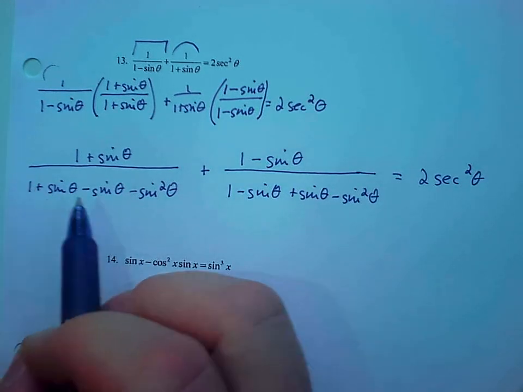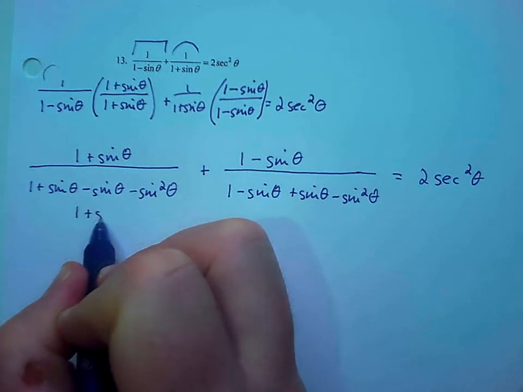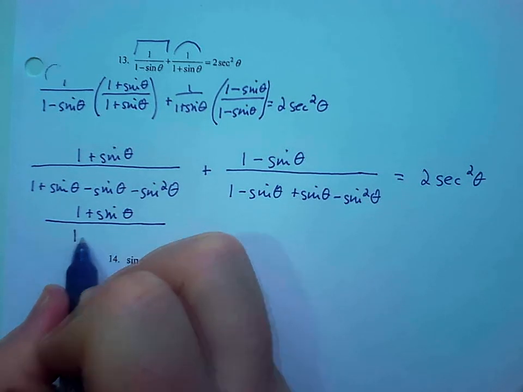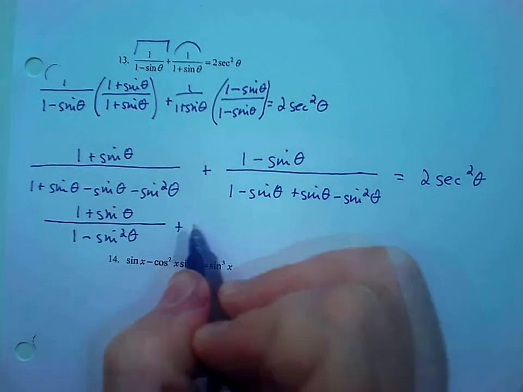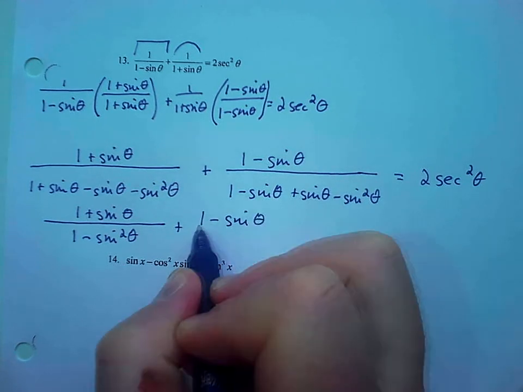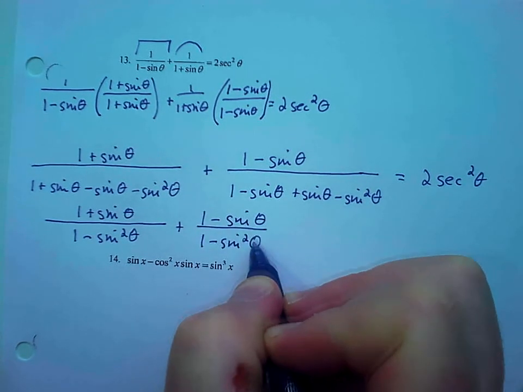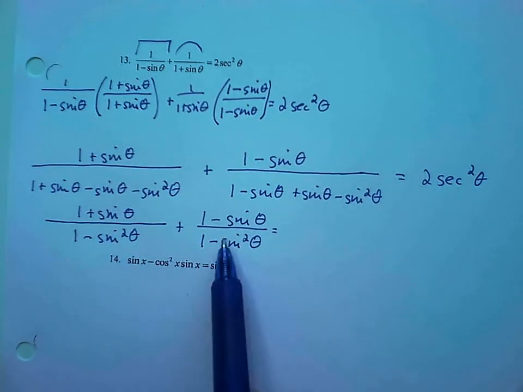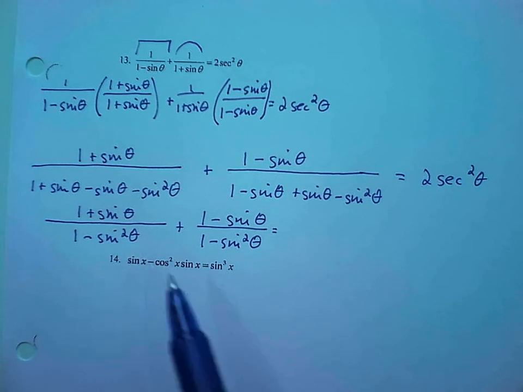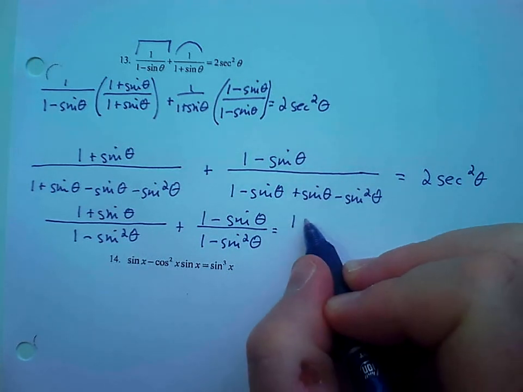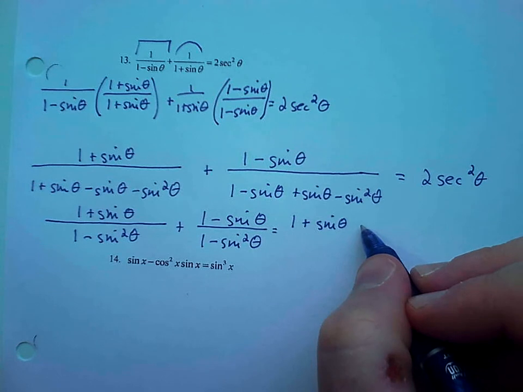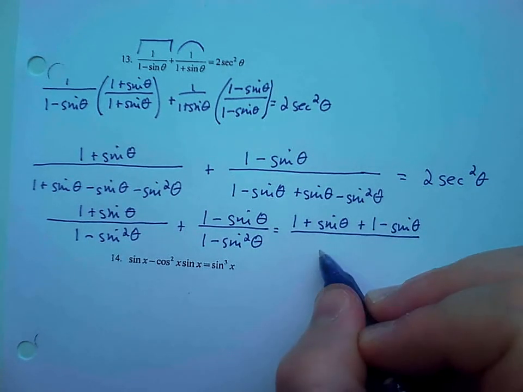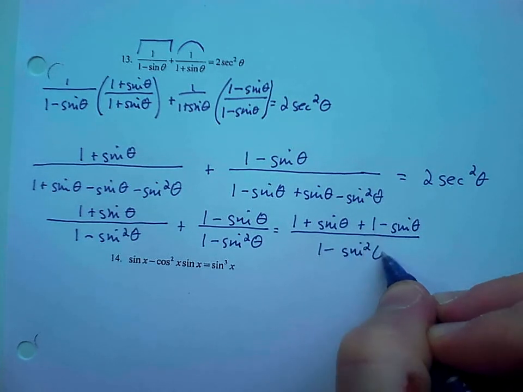And again, we're not doing anything to the right-hand side of the equation. Well, if we look at our denominators, I'm going to carry the numerator. I'm not doing anything with the numerator. This denominator now is just 1 minus the sine squared of theta, and this is 1 minus the sine squared of theta. Well, here we have a common denominator, so I can write all of this as 1 plus the sine of theta plus 1 minus the sine of theta. So I'm combining the numerators over 1 minus the sine squared of theta.